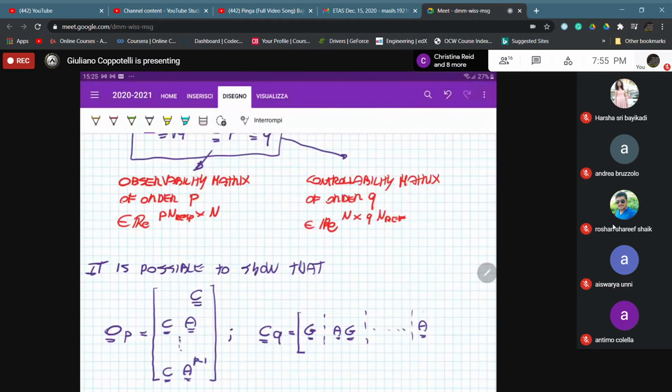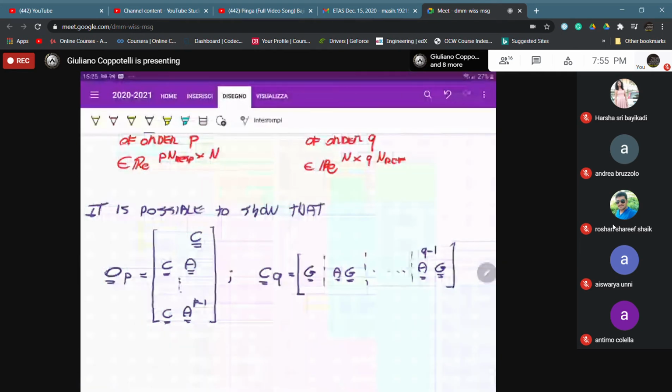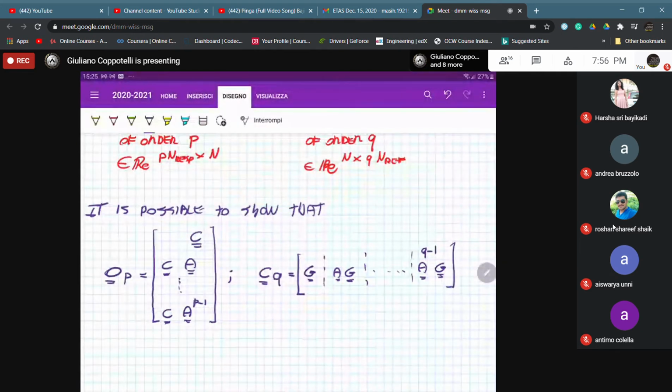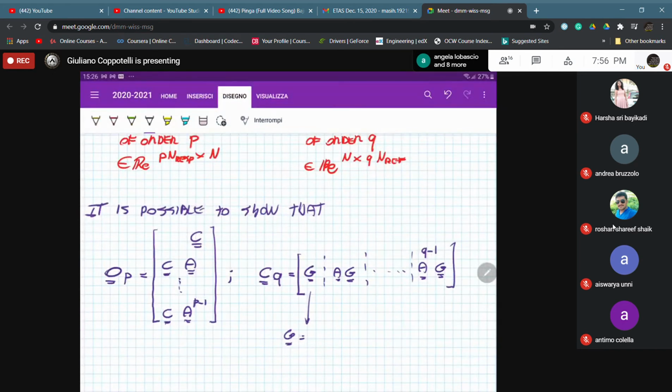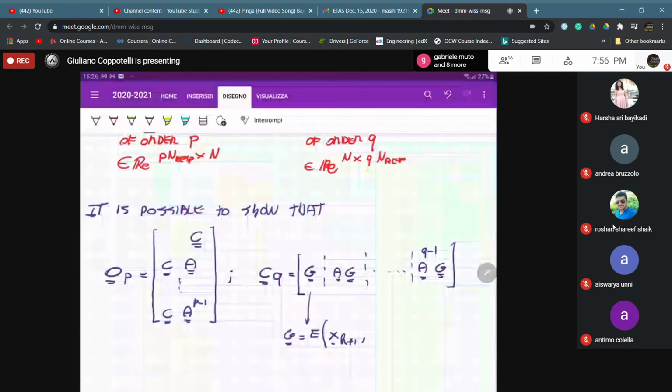Okay, in which your G matrix is the expectation matrix, a correlation function between your state at the K plus 1 time instant and your response at the K time instant. Okay, so this is a correlation between the two.